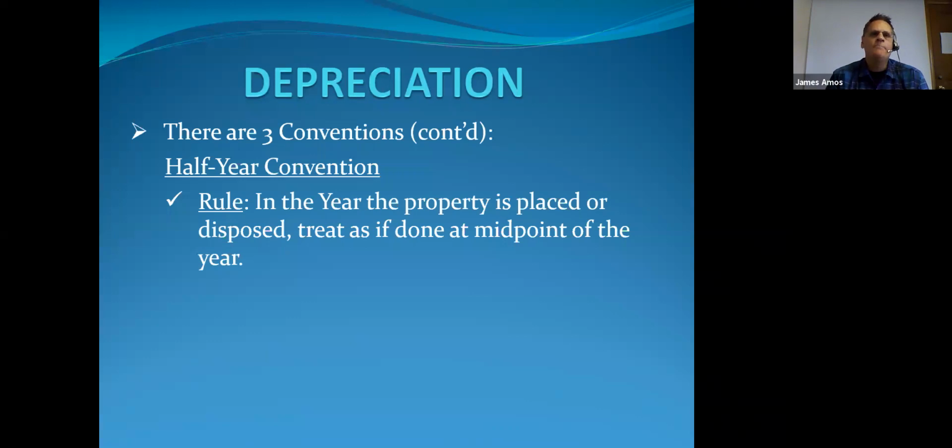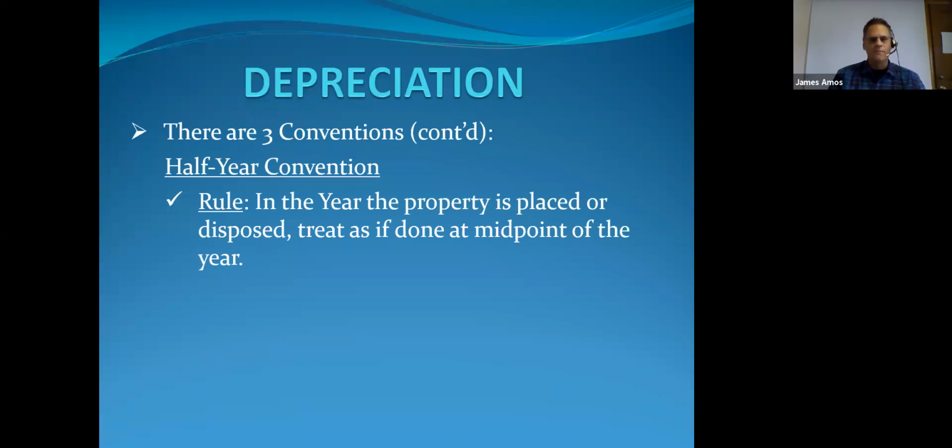So if I buy, let's say, a desk for my business, and I buy it on March 15th, when will I consider that to be placed in service, and when can I start depreciating that? July 1st? That's right. If I buy it on September 15th, when do I start depreciating it? July 1st? That's right. It doesn't matter when in the year you buy it, you pretend it starts at the midpoint of the year. That's exactly right.